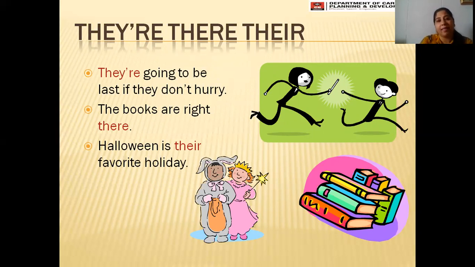They're, there, and their. So we are using three words, but the pronunciation seems more or less similar, although it is not. They're going to be late if they don't hurry. So they're is they are, with an apostrophe in between, which gives the contracted form of they are. Next is there. This means the place, the location we are talking about. The books are right there. Next, their means belonging to someone. Halloween is their favorite holiday. All three words that we are discussing can be misused by the writer or user, so it's very important to understand the meaning of each word and use it accordingly.